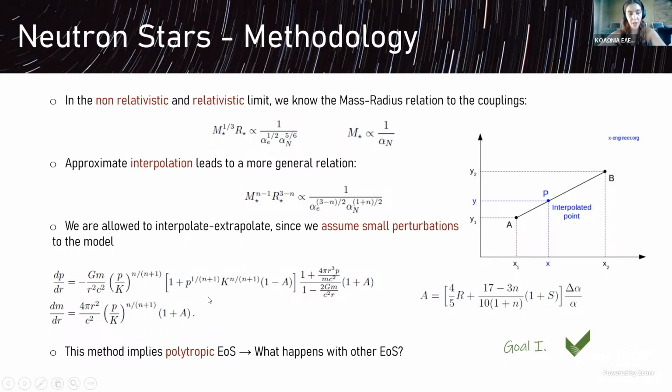But as you can see here, it's pretty obvious that we have K's and N's everywhere, so we have assumed a polytrope, right? But what happens if we try to input in there different equations of state that aren't a polytrope and we don't know what to do with them?